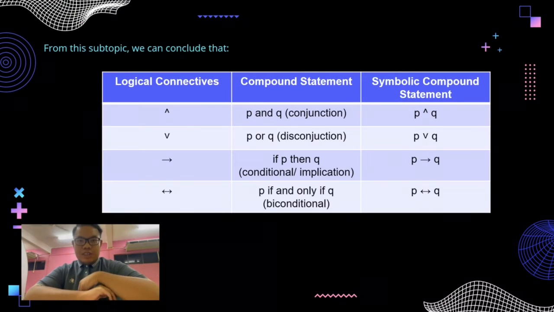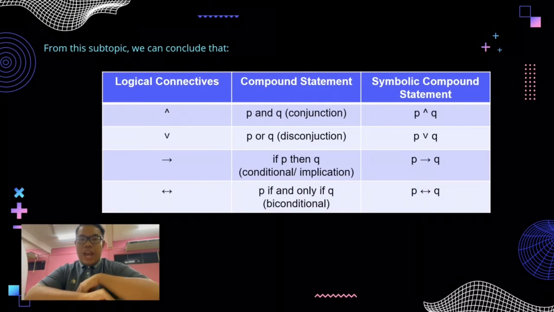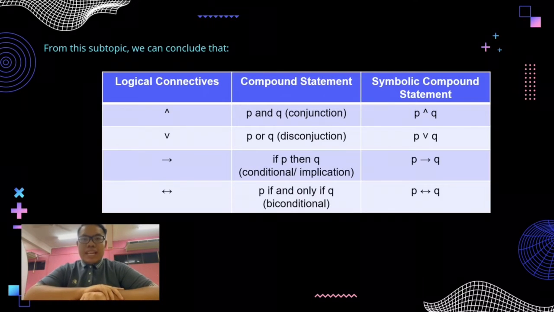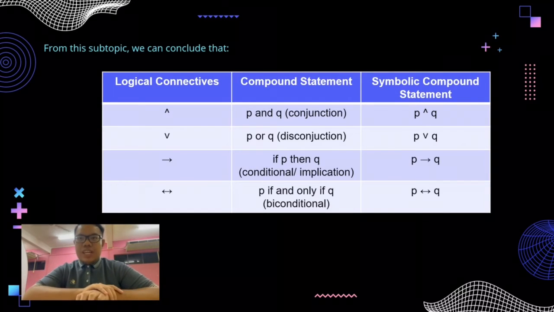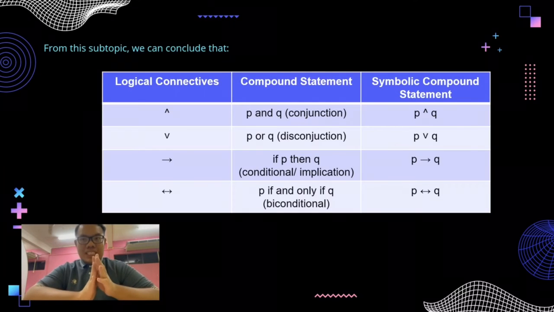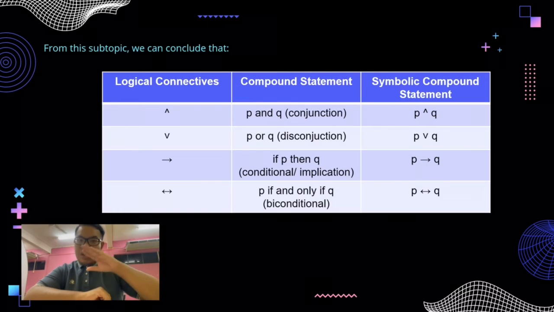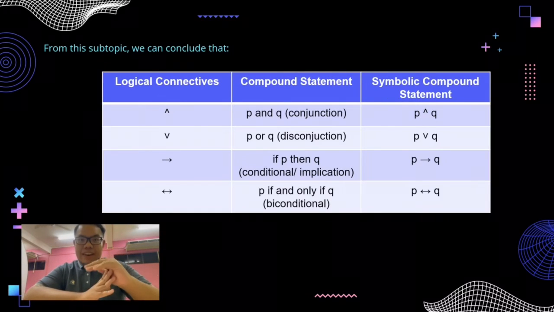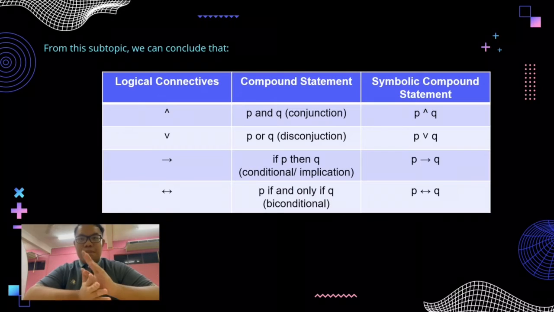Okay, for conclusion, we have 4 logical connectives that we have discussed in this subtopic. Let us review again. For AND, we have the symbol of the inverted V, P and Q. For disjunction, which is OR, we have the symbol of V, which is P or Q. And for implication or conditional, we have the single arrow. For the biconditional, P if and only if Q, we have the double arrow.